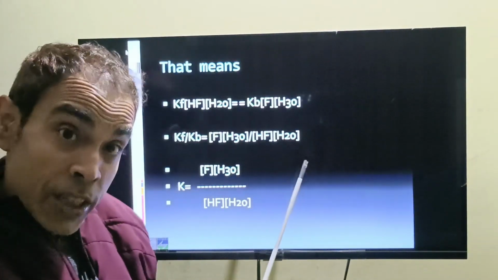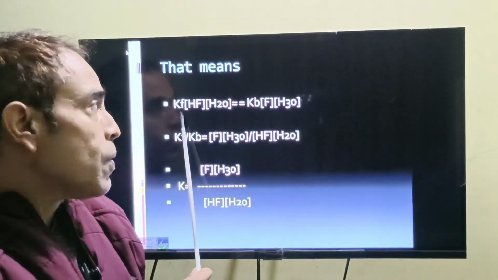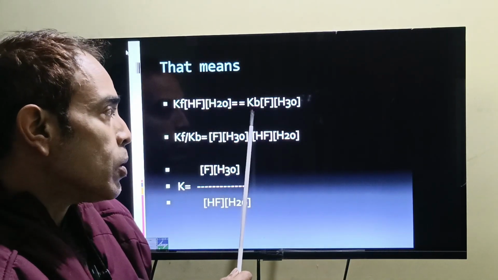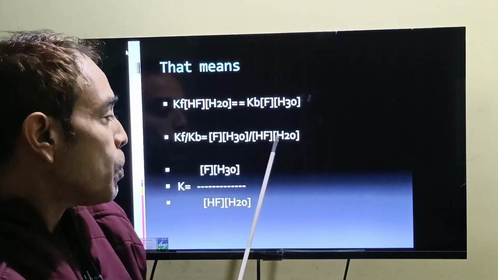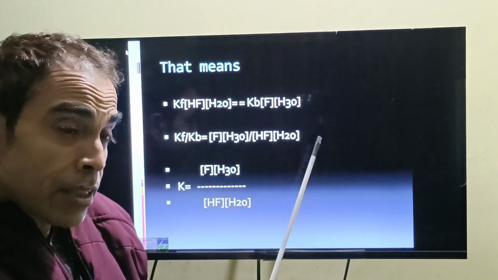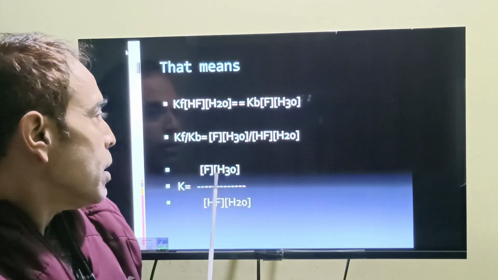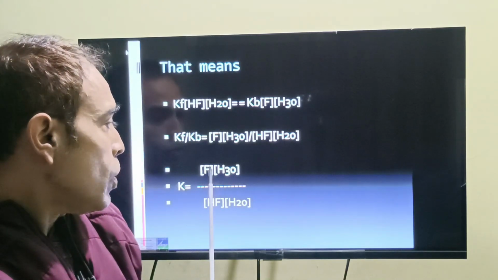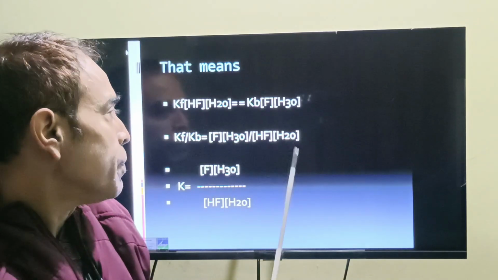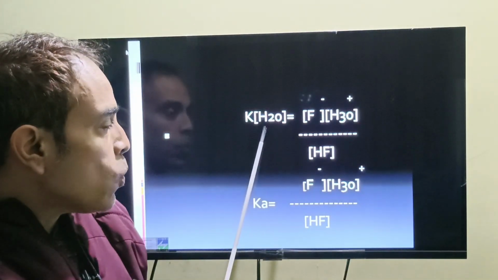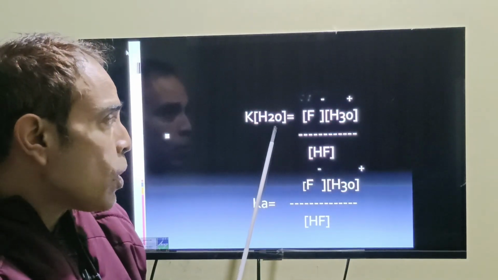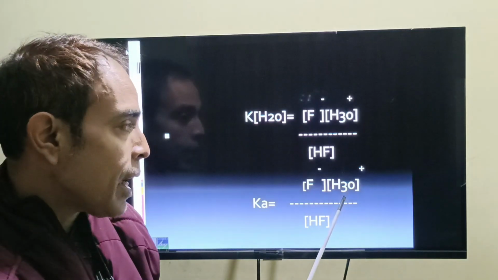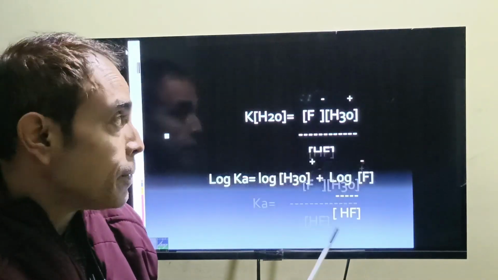If you rearrange this equation, the rate constant of the forward reaction times hydrofluoric acid times water is equal to the rate constant of the backward reaction times fluoride and hydrogen ion. Dividing both sides, we get K equal to F times H3O divided by hydrofluoric acid times water. Putting the water into K, this K is nothing but the dissociation constant of the acid, equal to fluoride ion times hydrogen ion divided by hydrofluoric acid.